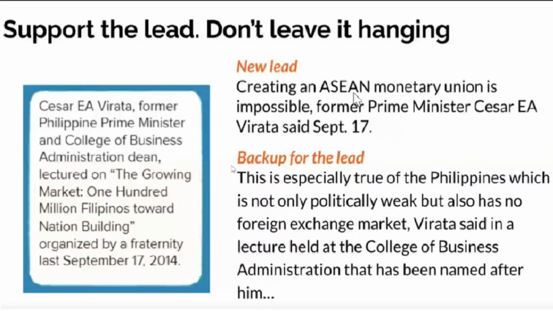This is what he said: this is especially true of the Philippines, which is not only politically weak, but also has no foreign exchange market. Okay? So these are the reasons why he considered an ASEAN monetary union impossible. So don't leave your lead hanging. The second paragraph should immediately contain our support lead or backup lead, just like in this example.